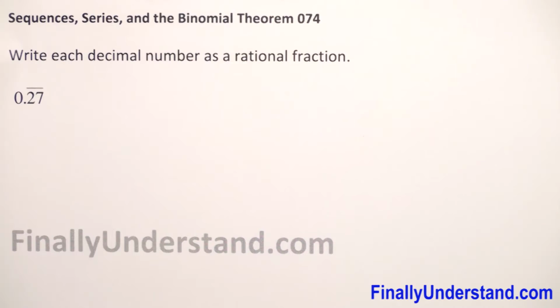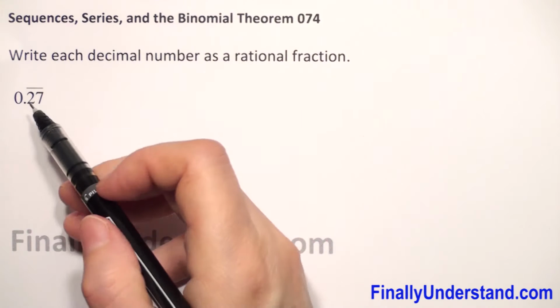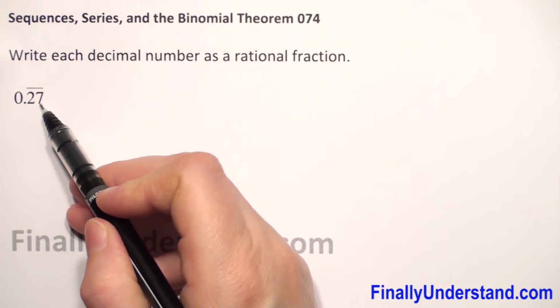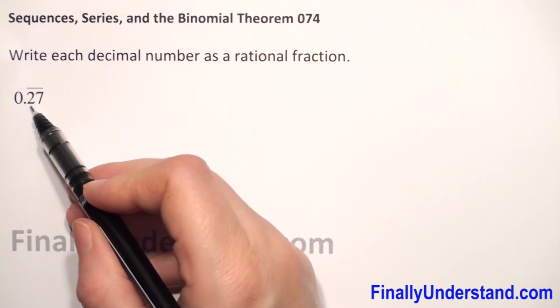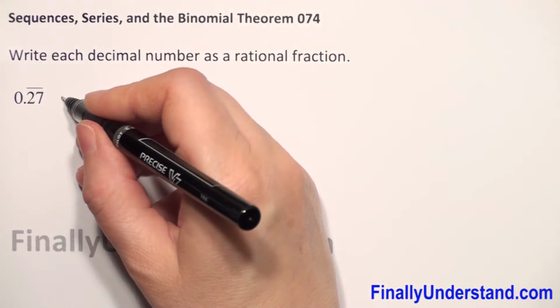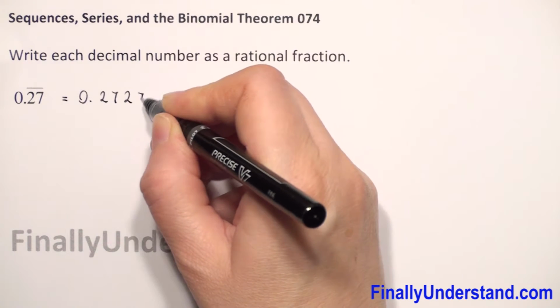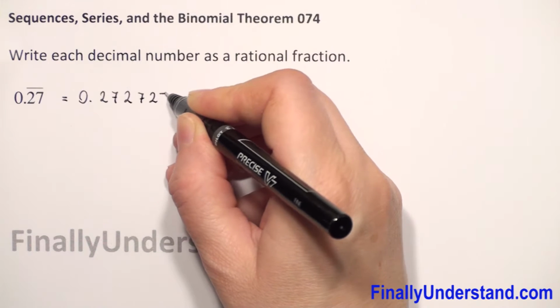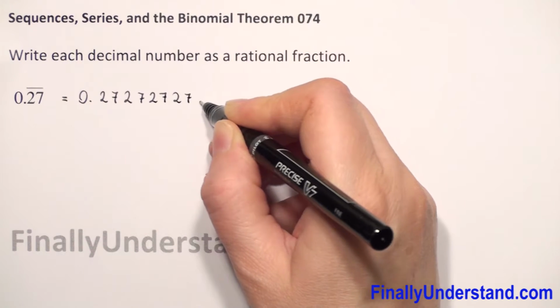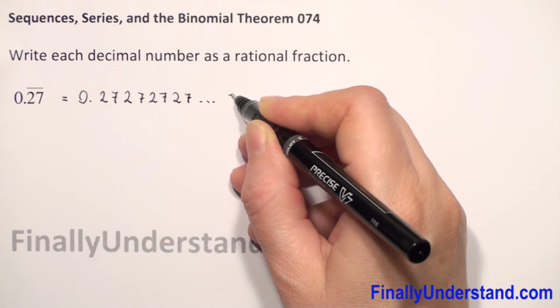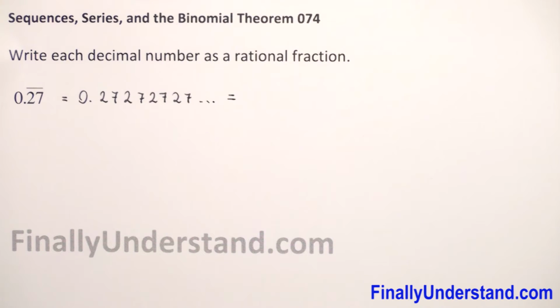We have to write this decimal number as a rational fraction. So first, what does the bar above 27 mean? It means that this 27 repeats. So we can rewrite that this is equal to 0.27, 27, 27, 27, and so on.